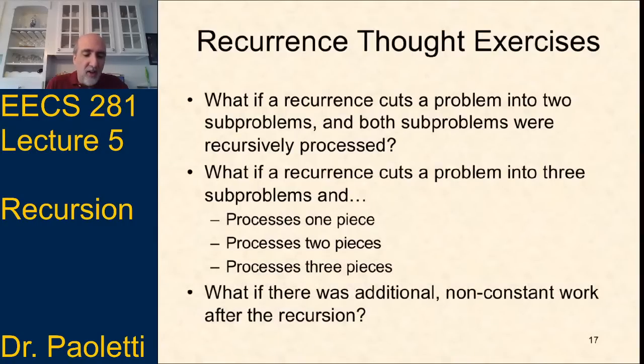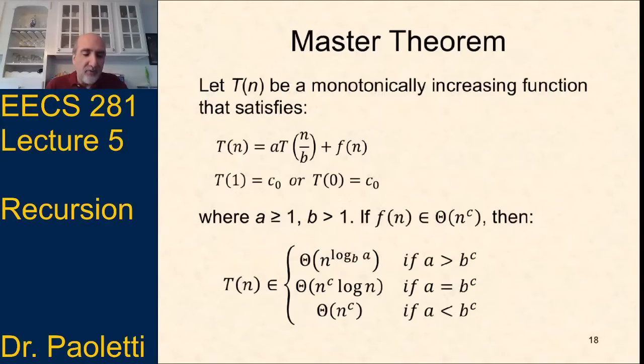What if the non-recursive work was not constant? What if it was a linear amount of work, or an n squared amount of work outside of the recursive call? So there's all kinds of things that can happen here. When we cut it into multiple subproblems, and I'm saying dividing by a certain amount, not when we subtract one, but when we divide, there's a better way to do this. So let's look at what the master theorem says.